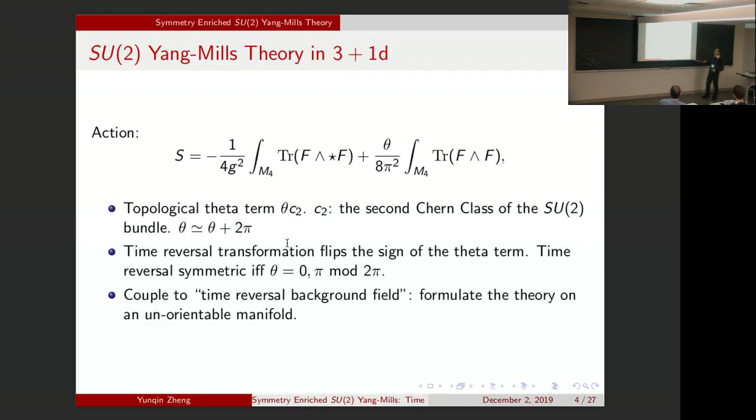Okay, so here's the Lagrangian for the SO(2) Yang-Mills theory in 3+1D. Notice that there is a topological theta term, and it's well known that theta is periodic with period 2π. And it's well known that the theory is time reversal symmetric if and only if theta is 0 or π mod 2π. So if we only focus on the time reversal symmetric theories, we need to couple it to the background gauge fields of the time reversal symmetry. So what does that mean? We need to formulate the theory on possibly unorientable manifolds.